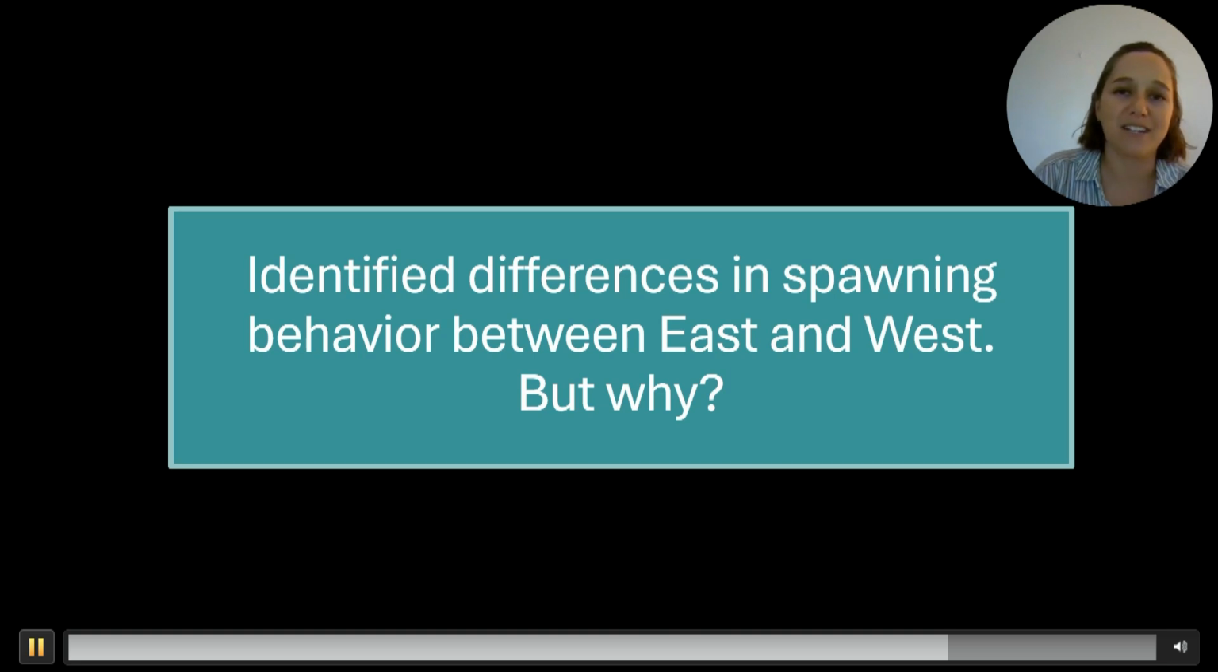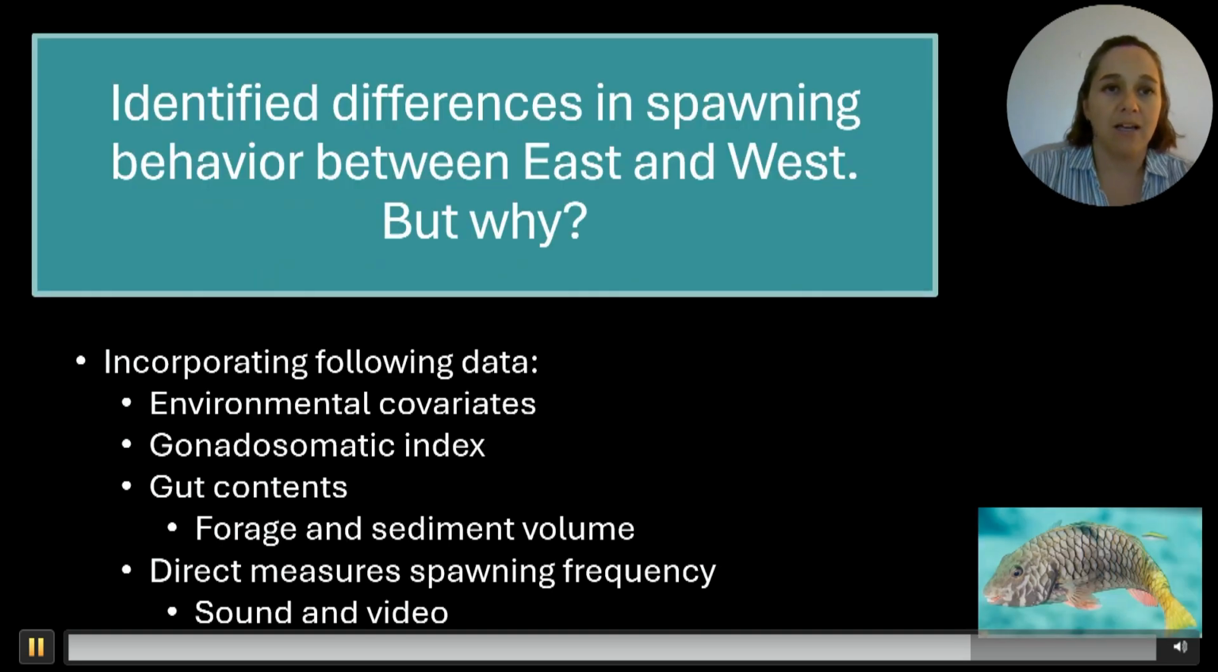So combining our understanding of fish movements at their home reef sites and their spawning areas, we've been able to document that there are clear differences in the spawning behavior between the eastern and western side of Reef Bay, but we're still not very clear on why these differences exist. And at the moment, we're finalizing these analyses and incorporating additional data that will allow us to tease this apart. Some of the data that we're starting to incorporate includes those environmental covariates, including temperature, as well as some weather data and current data that we've been collecting at the aggregation sites.